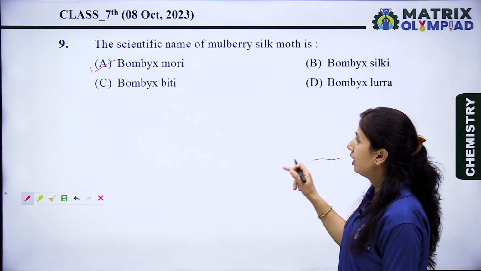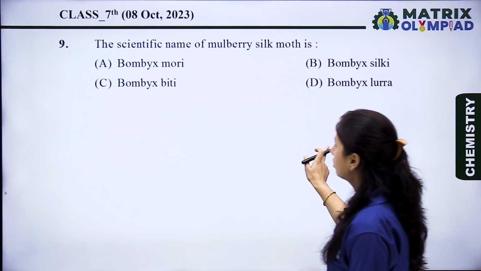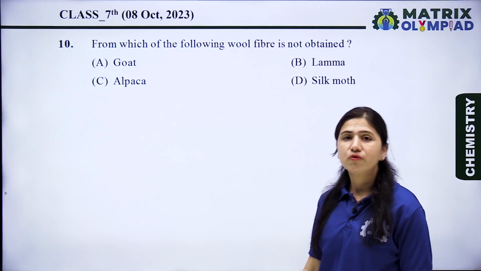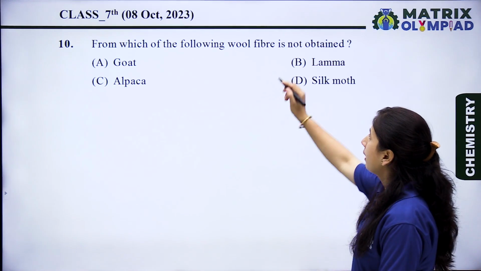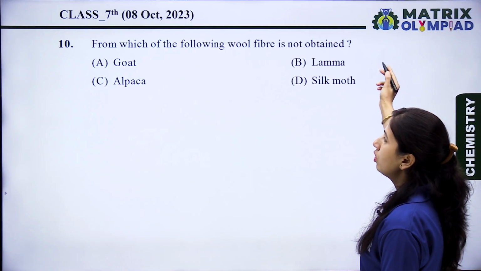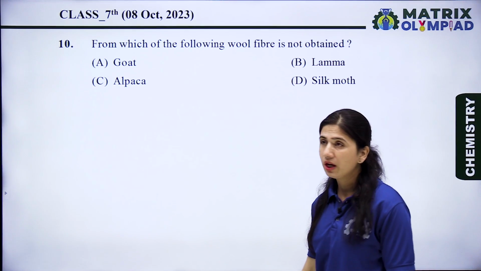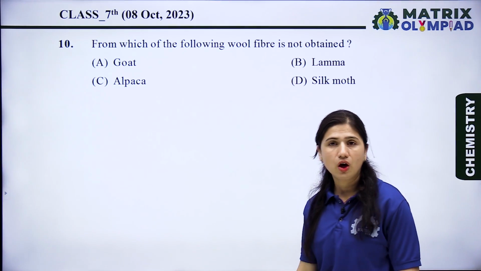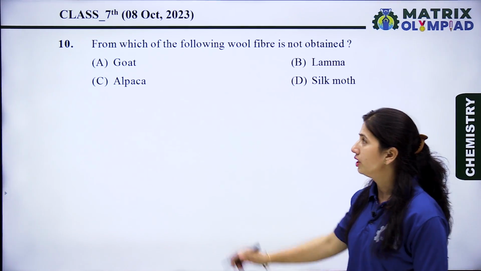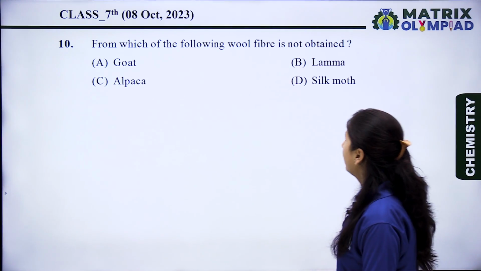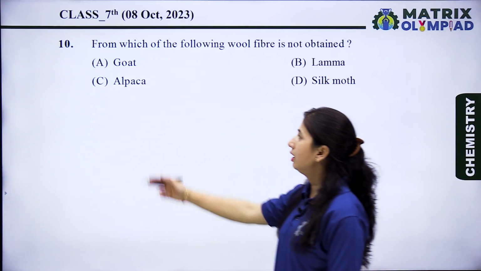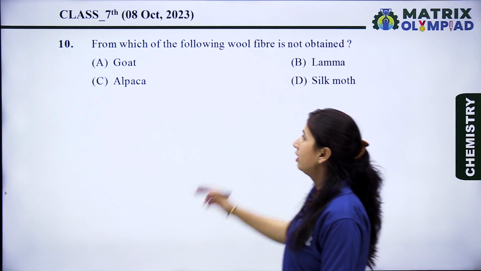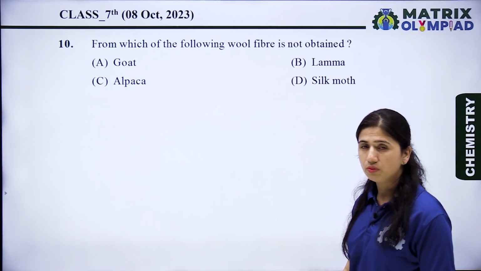Now let's see the next question. The next question is, from which of the following is wool fiber not obtained? Okay, so let's see the options. First option is goat, second is llama, third is alpaca, and the fourth option is silk moth.